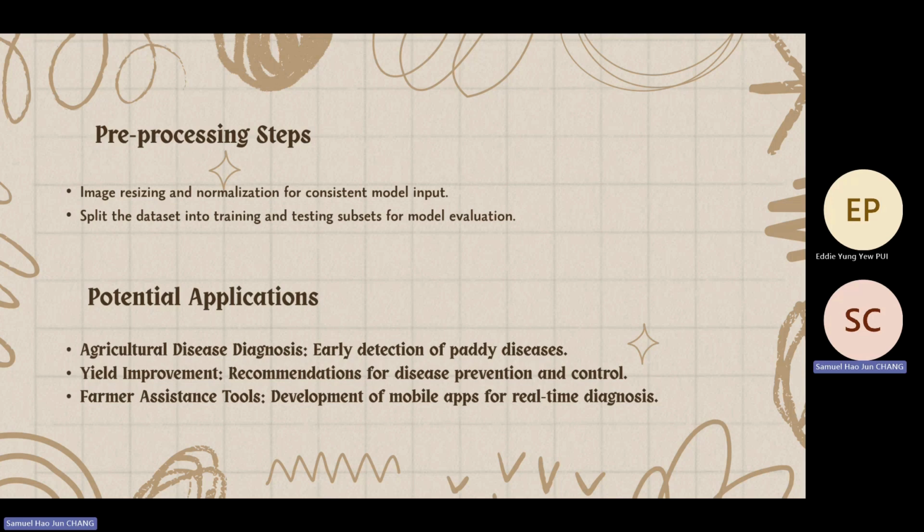In the pre-processing steps, the images were resized and normalized to match the model input requirements. After that, the dataset was split from the original 1000 images, and we made sure of unbiased testing. In the potential application here, this approach is particularly suited for building tools like real-time diagnosis apps for farmers. And next, Eddie will talk about the training section of ResNet.